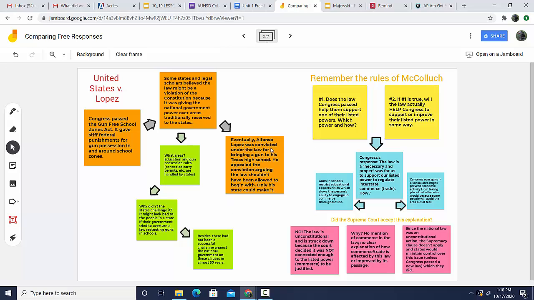Well, let's go to our third orange sticky note here, because that person is Alfonso Lopez. And remember, eventually he's convicted under the law for bringing a gun to his Texas high school.